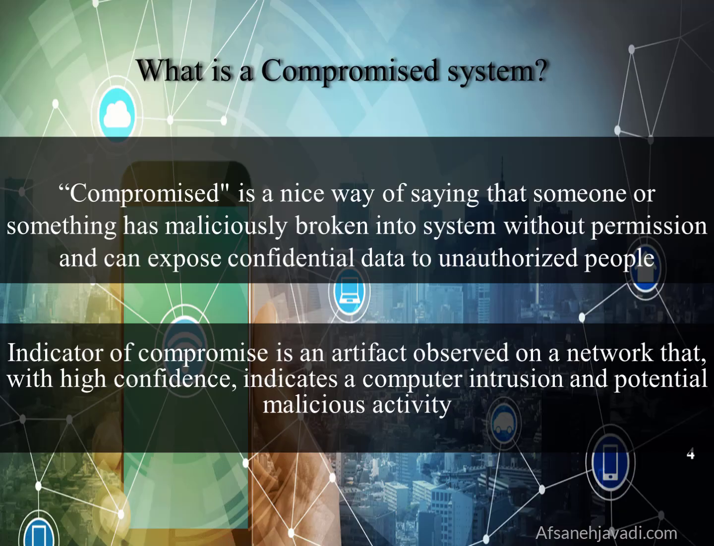But what is a compromised system? Compromise is a nice way of saying that someone or something has maliciously broken into the system without permission, and it can expose confidential data to unauthorized people. An indicator of compromise is an artifact observed on a network that, with high confidence, we can say indicates computer intrusion and potential malicious activity.